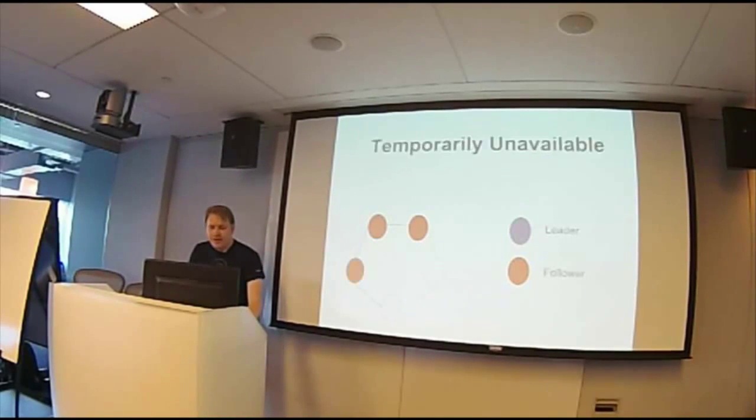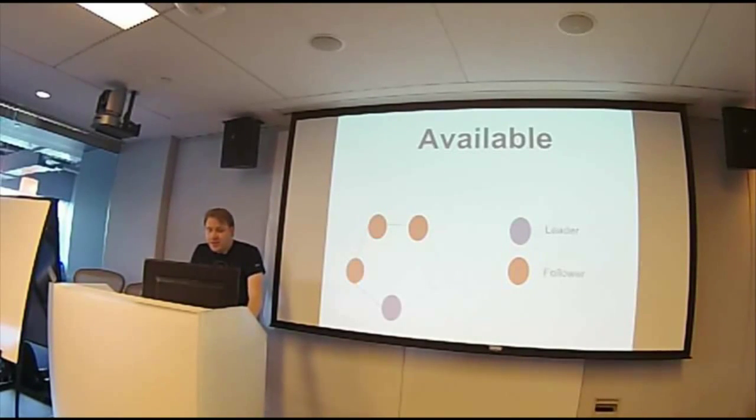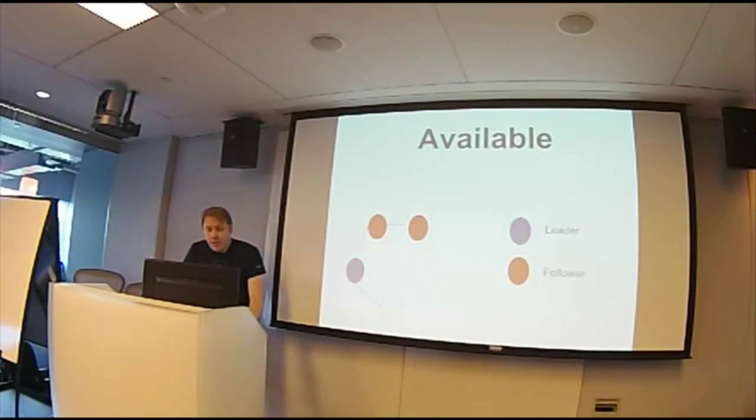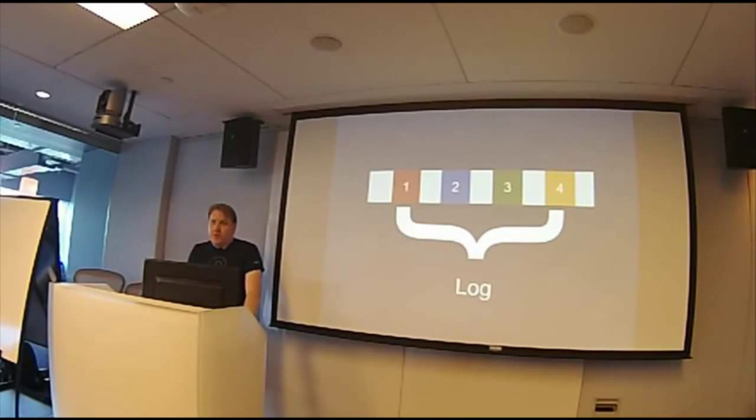Really, unavailable, sorry. There's also a master election, leader election, which is to say, if the leader itself goes down, we have to be able to fail over to another node in the etcd cluster and carry on. So what is it we're trying to keep consistent?